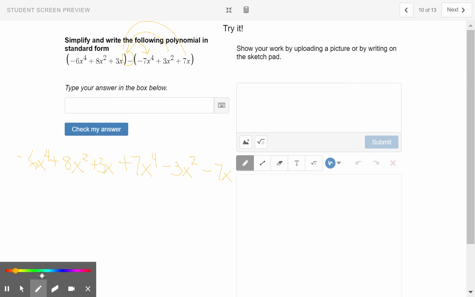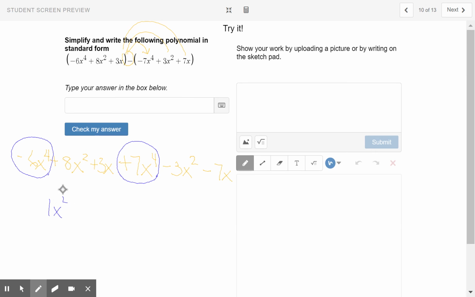And now we can combine like terms. Once you distribute that negative sign, it's gone. It's already taken up or consumed by the second parenthesis. So then we have negative 6x to the 4th plus 7x to the 4th, which is 1x to the 4th. Next highest exponent is x squared. 8 minus 3 gets you a positive 5 x squared.